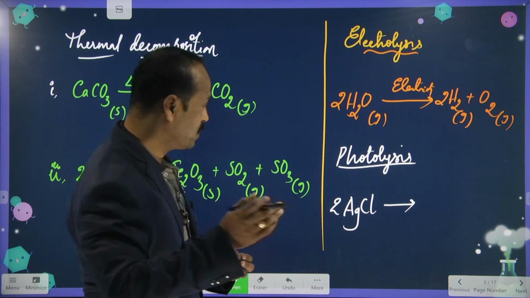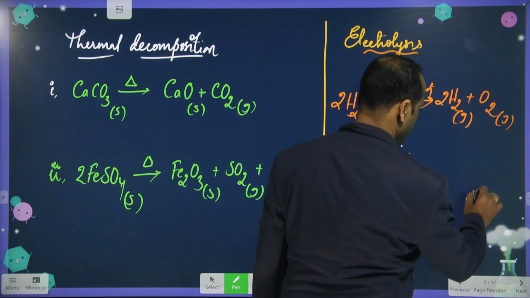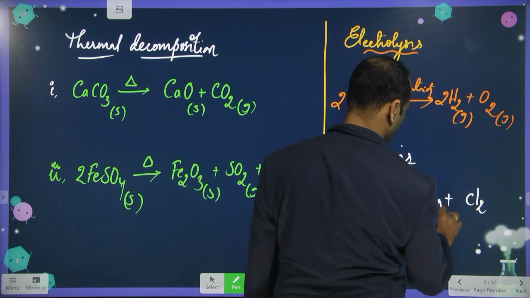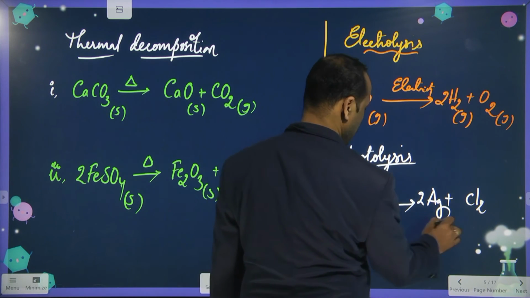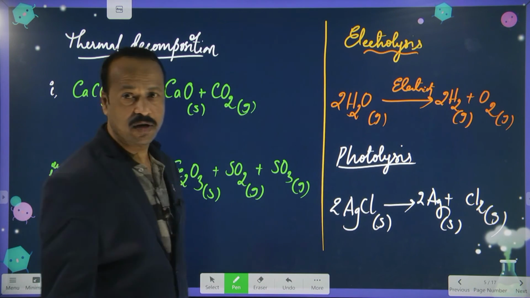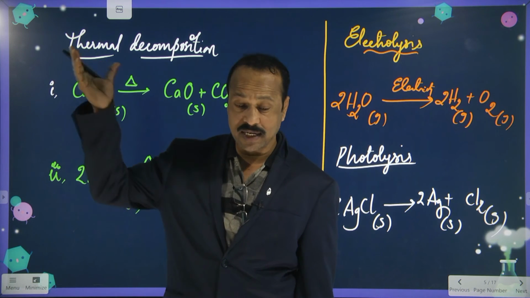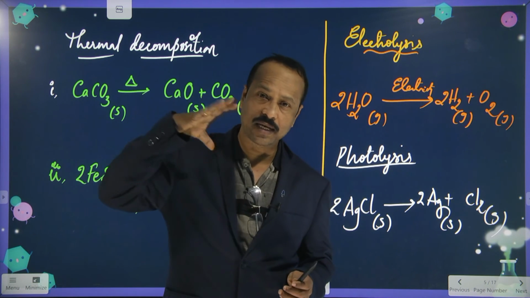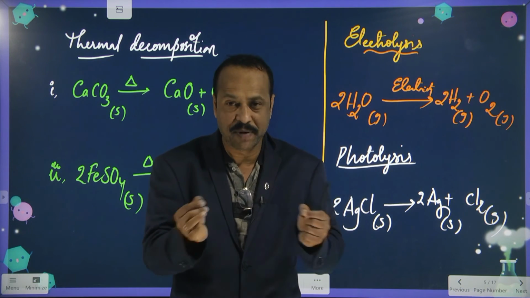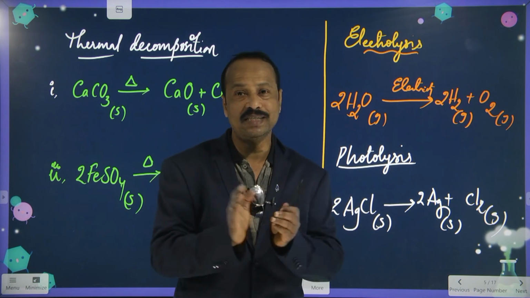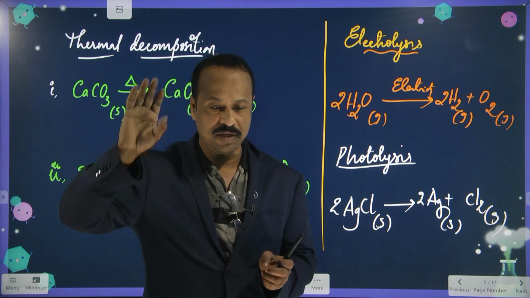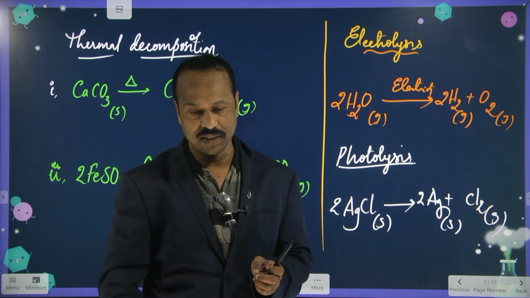Chlorine gas will escape, and only silver is left over there. So this is solid, this is solid, this is gas. When you take the silver chloride and put it under the sunlight, the sunlight makes it decompose. Decompose means it splits, it breaks the silver chloride into silver and chlorine. As chlorine is a gas, it will escape and only silver is left to us. Is this clear?